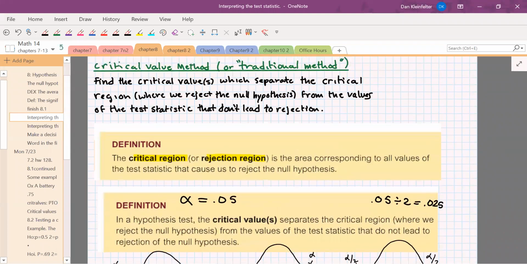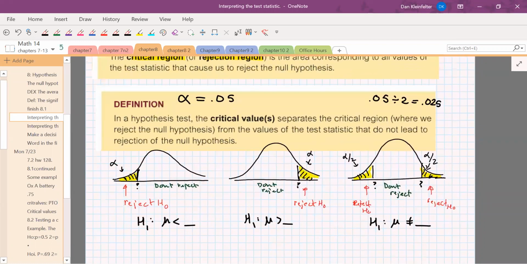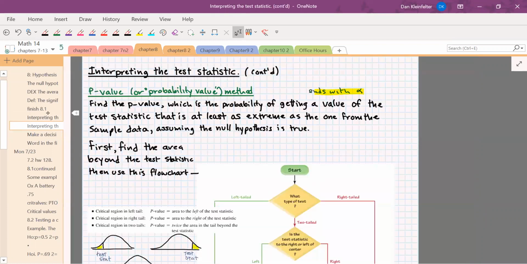In any case, for the critical value method, we start with the alpha. We put the alpha onto our picture. From there, get a critical value, calculate a test statistic, and compare it to the critical value.